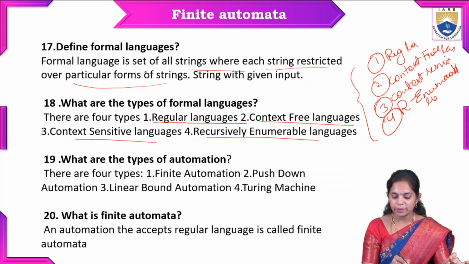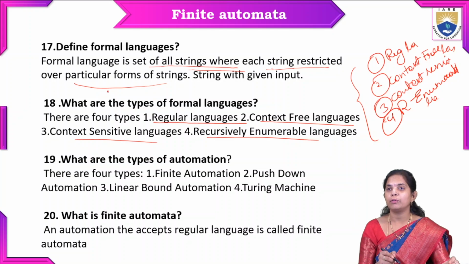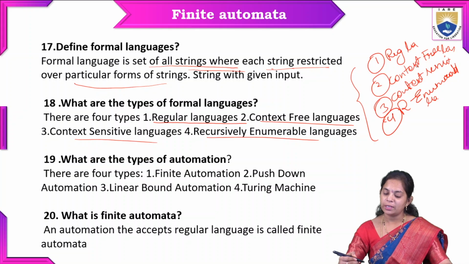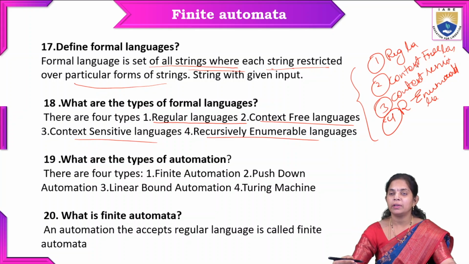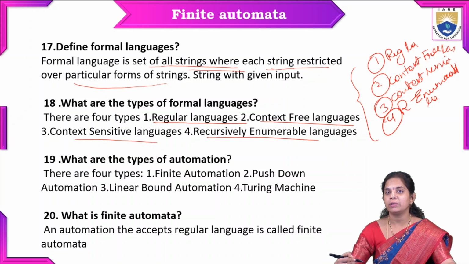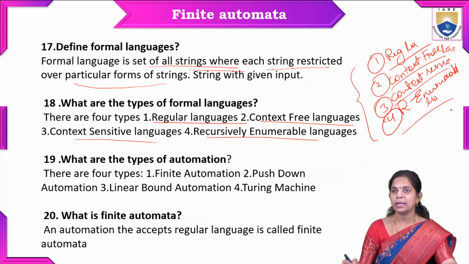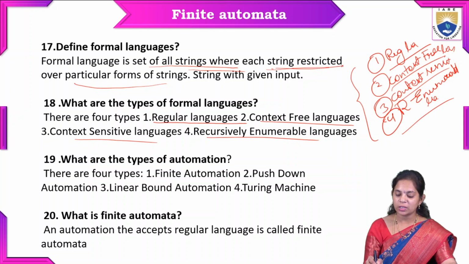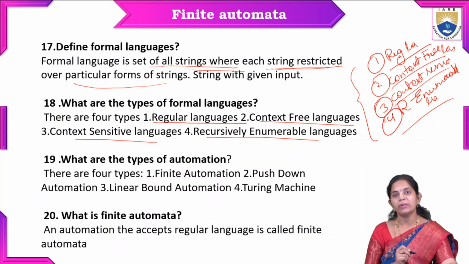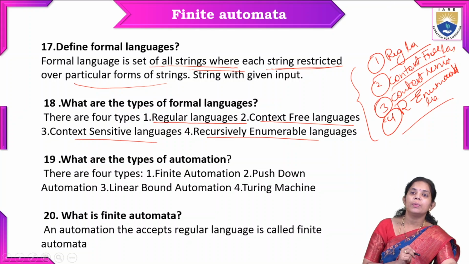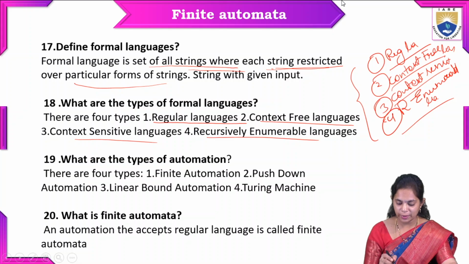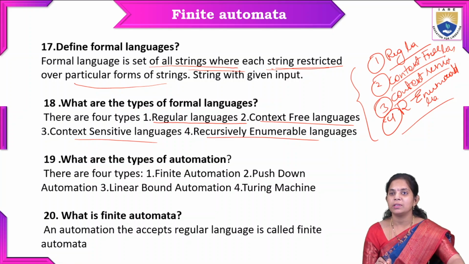So here, a set of all strings where each string is restricted over a particular form. Whatever we are telling, in finite automata we have four languages, and every language is different from one language to another. In every language there is a string restriction in a particular form. That's why we have four types of languages.